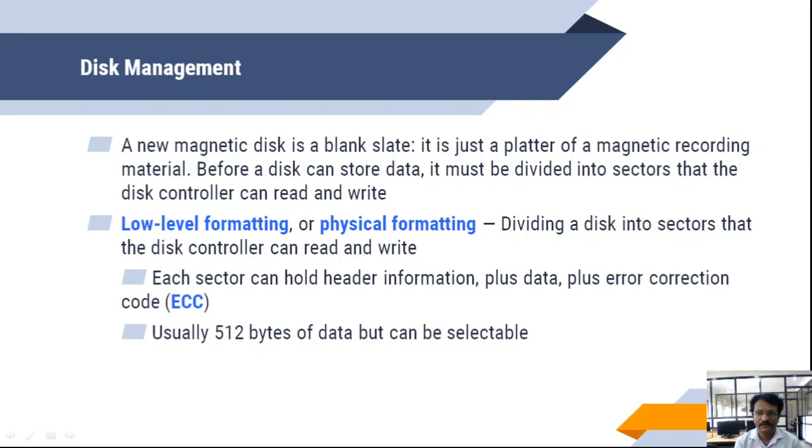The header and the trailer contain information used by the disk controller, such as sector number and error correcting code and all other things. When the controller writes a sector of data during its normal input output, the ECC is updated with the value calculated from all the bytes in the data area.